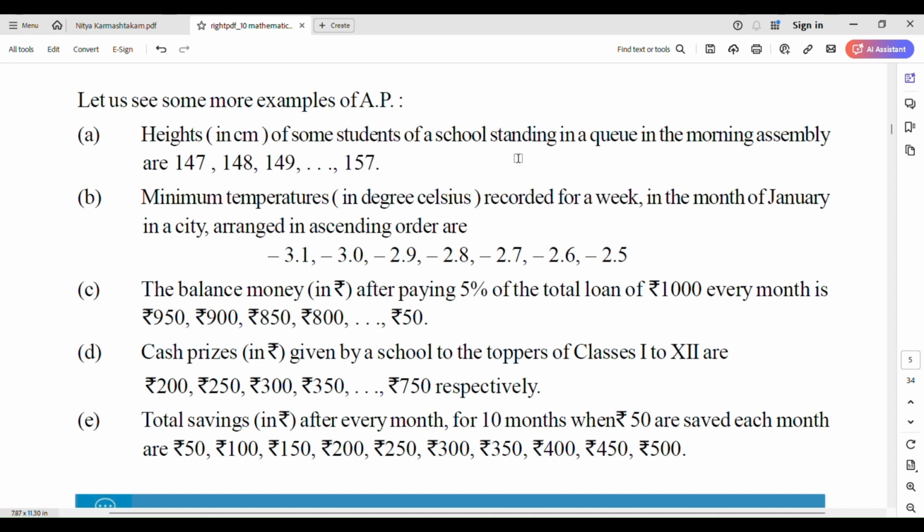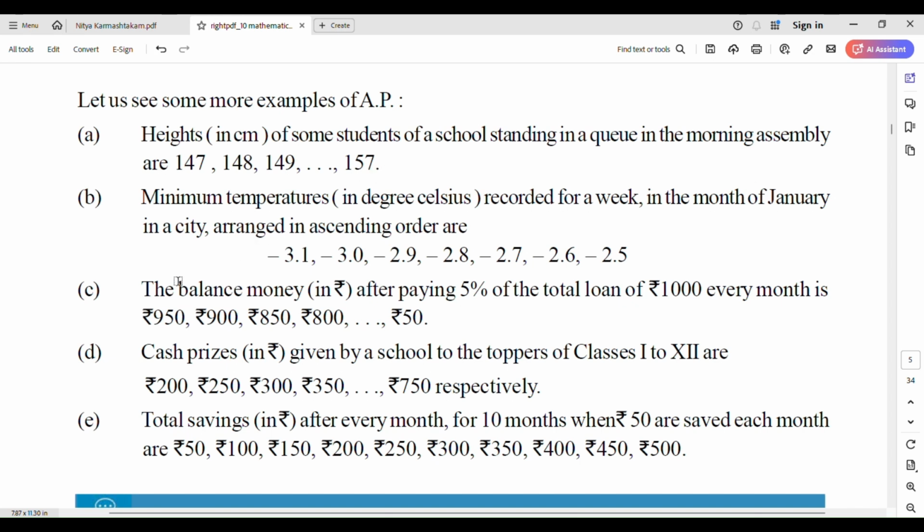Heights of students in a school standing in a queue in the morning assembly are 147, 148, 149, dash dash, up to 157. So clearly we can see the common difference is 1 year, 1 year. So it is going on like that. So this is an arithmetic progression.